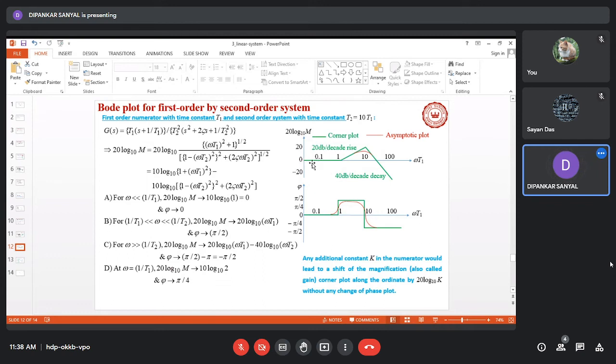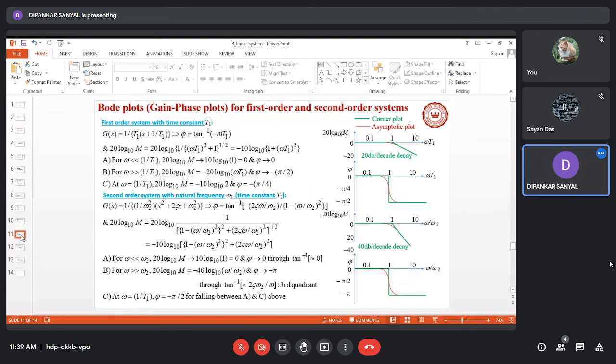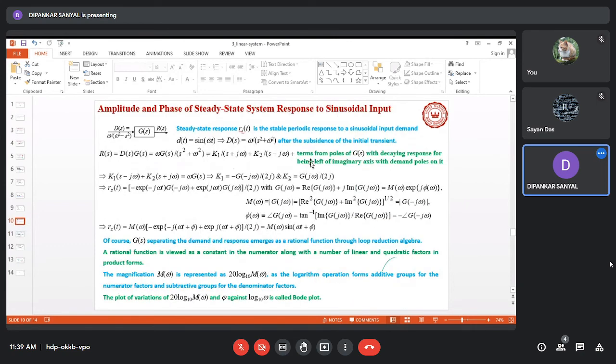This M part is the ratio, it emerges from the input output ratio part. Okay, so M is equal to 1 means if the demanded amplitude is 1, the response amplitude will also be 1. That is very much desired.